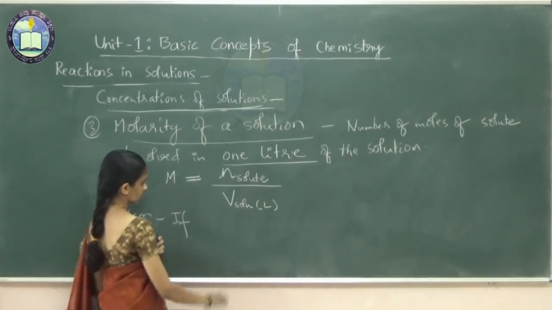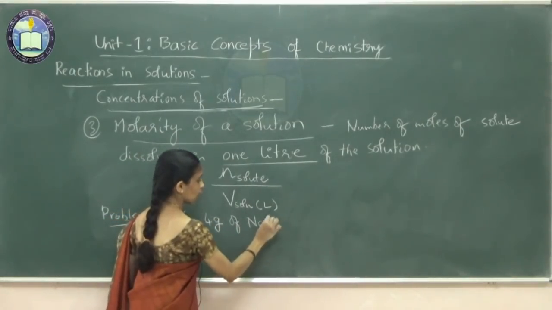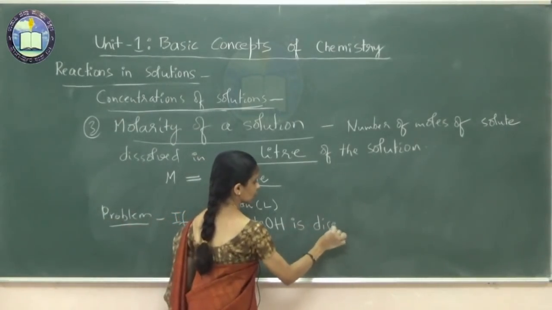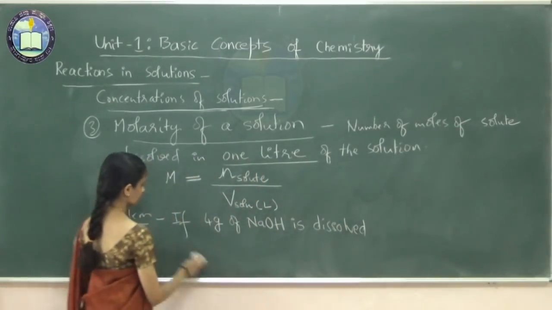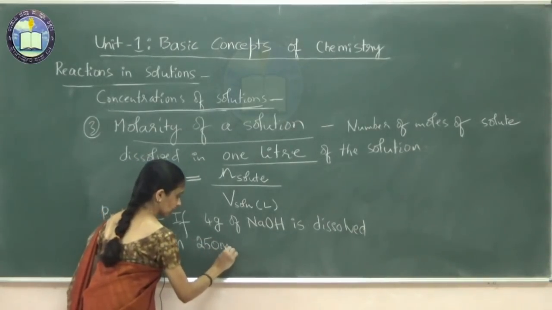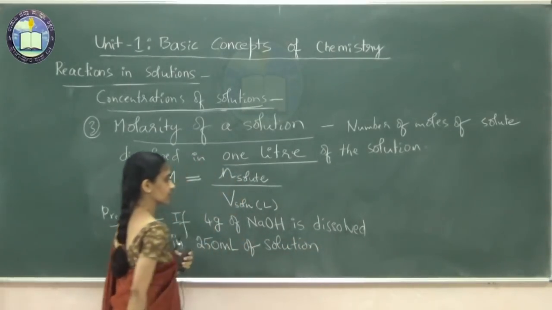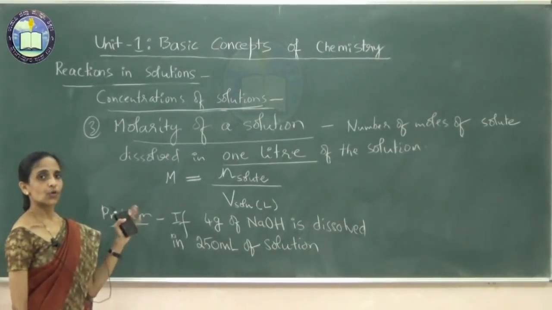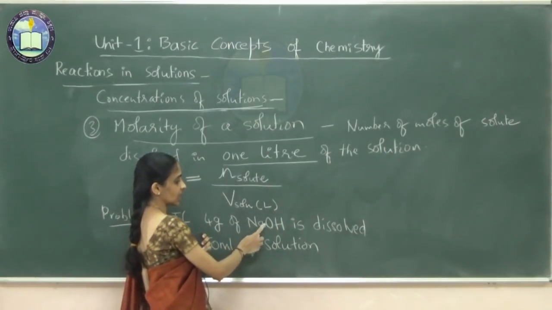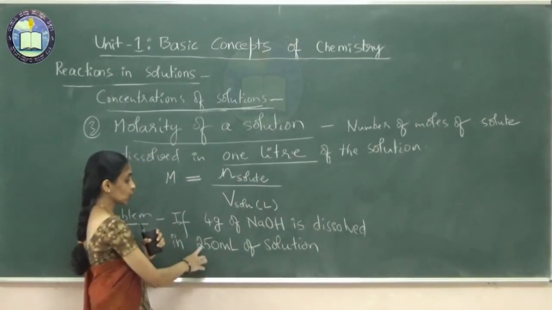If 4 gram of NaOH is dissolved in, say, 250 ml of the solution. 4 gram of sodium hydroxide, it is a base having the formula NaOH. So, this is present in how much of the solution? 250 ml.